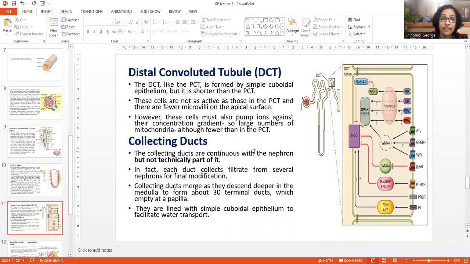Collecting ducts. The collecting ducts are continuous with the nephron, but not technically part of it. Each duct receives fluid from several nephrons for final modification. Collecting ducts merge as they descend deeper in the medulla to form the terminal ducts which empty at the renal papilla.